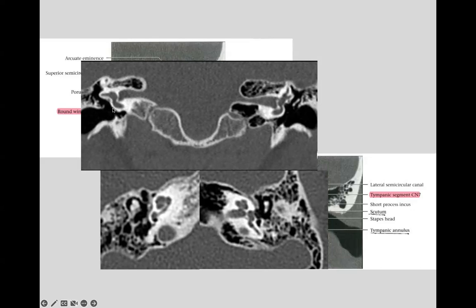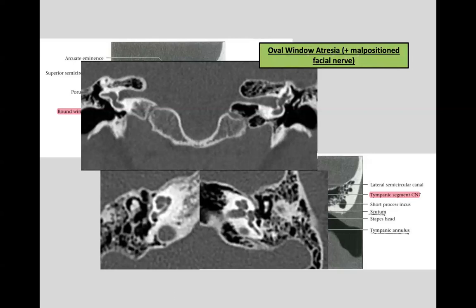So this is oval window atresia in coronal, and look in the axial normal with the stapes going there, and here you cannot see the oval window, and there is an overlap with the course of the seventh nerve canal in the expected location of the oval window notch that is absent. So this is the oval window atresia with malpositioned facial nerve.